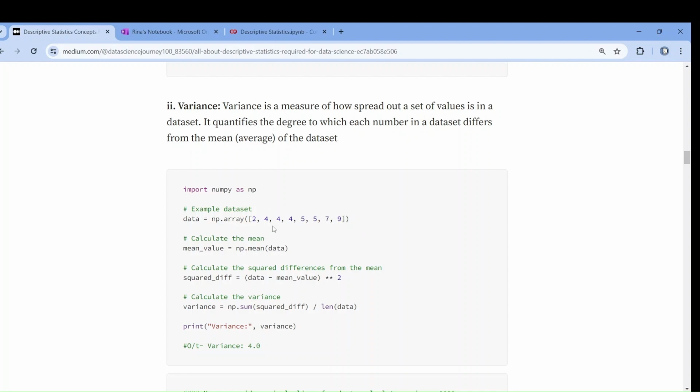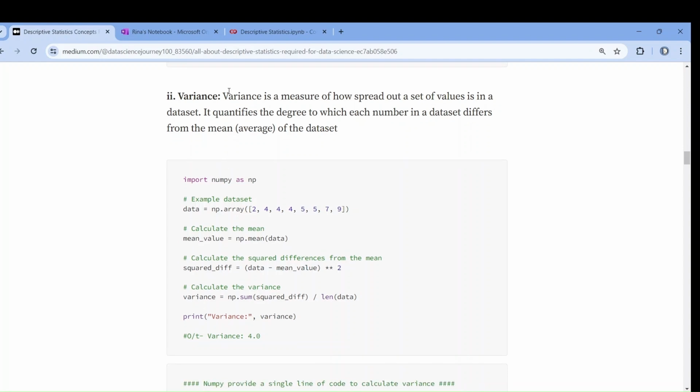So if I simply add negative numbers with positive numbers, then we will not get the desired result. That's why we are making a square, so that the negative numbers also turn into positive numbers and we can get what we actually want. Now, the spread of a set of values in the data set, okay, that is what is known as variance. How much it differs from the mean value.